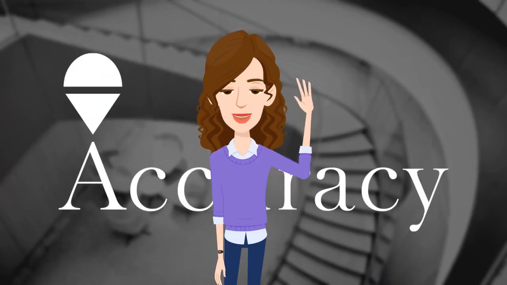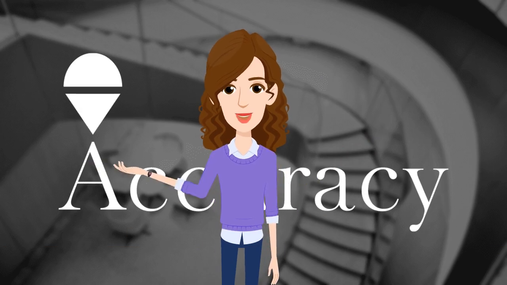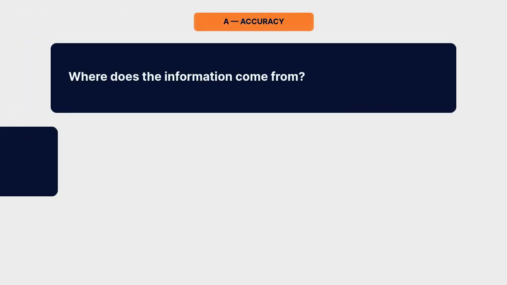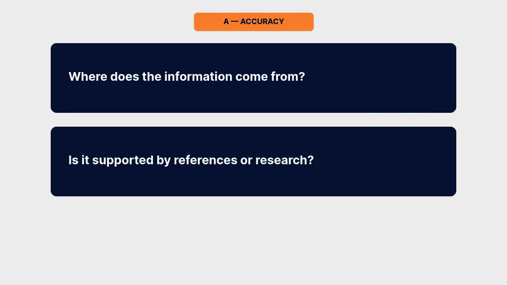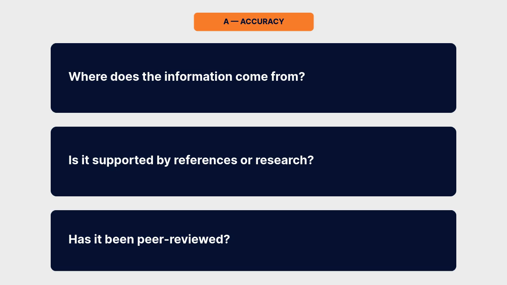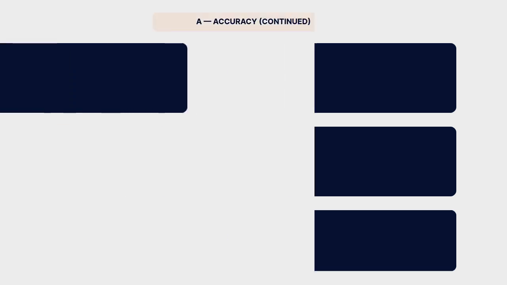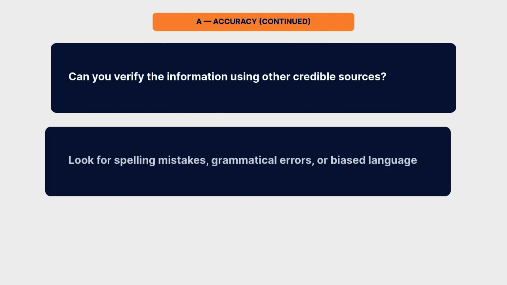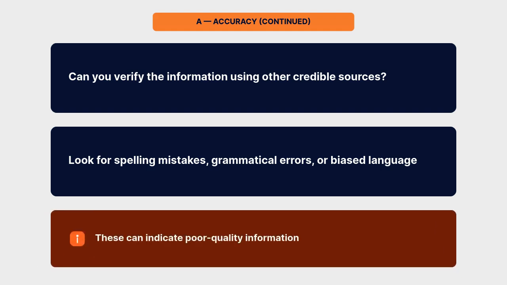Now let's look at accuracy. Accuracy refers to whether the information is reliable and supported by evidence. Ask yourself, where does the information come from? Is it supported by references or research? Has it been peer-reviewed? Can you verify the information using other credible sources? Also look for spelling mistakes, grammatical errors, or biased language, as these can sometimes indicate poor quality information.